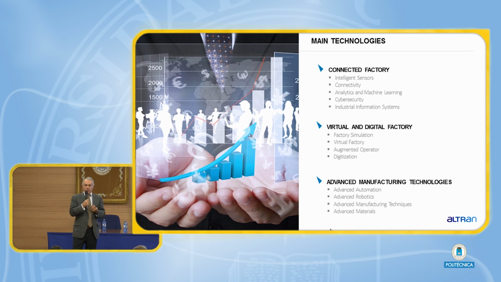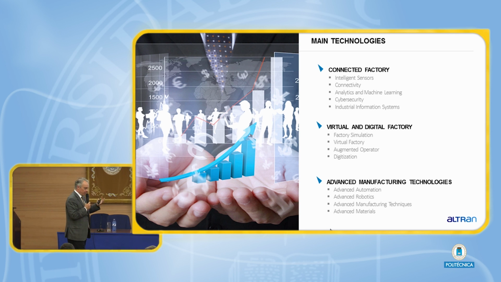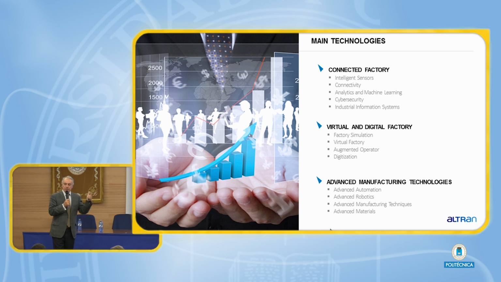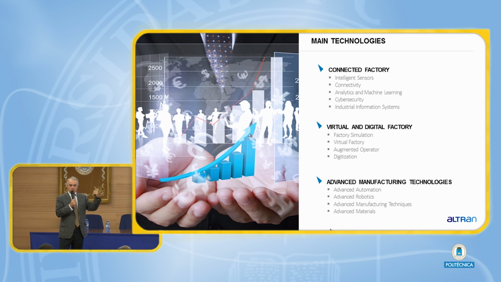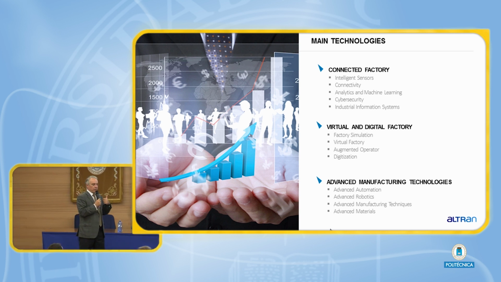Well, we group them in three clusters, three domains, I'll say. First domain, connectivity. These three domains are not independent, but roughly independent from each other, okay? First one is connectivity. Second one is digital technologies. Third one is new and advanced manufacturing technologies. What's the first one? What we call the connected factory.